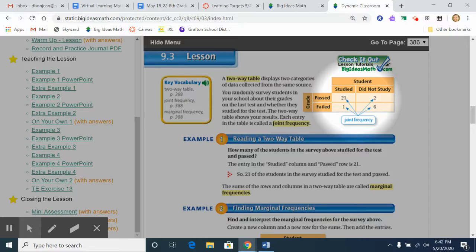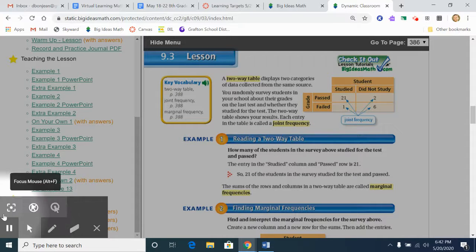All right, so columns are representing the students who studied and did not study. Okay, so right here, columns. And rows are representing what grade they got, whether they passed or failed. All right, so rows. We got to know columns, we got to know rows. And they're showing that joint frequencies are these numbers inside of the two-way table. Each entry in the table is called a joint frequency. Got to know that vocab.